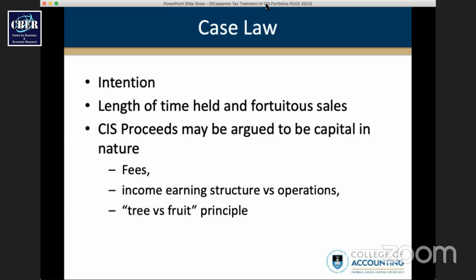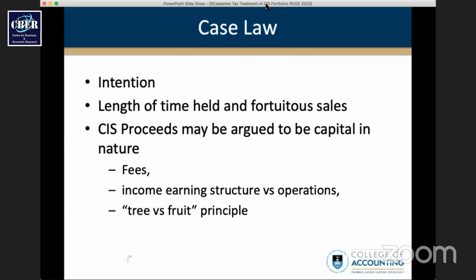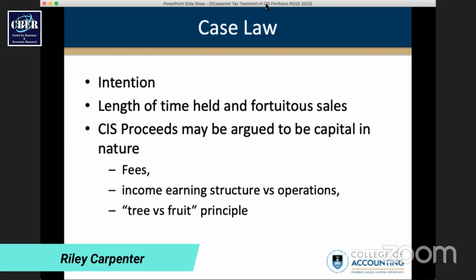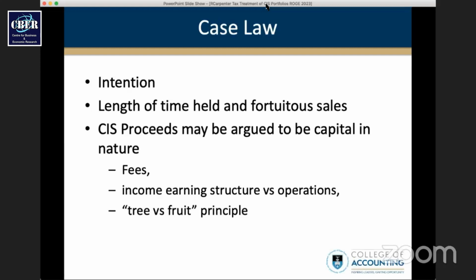The proceeds from sale from a CIS perspective, you look at both the fee or all of the fees, the income earning structure, as well as the fruit versus tree principle. CIS managers earn either performance fees or fixed fees, but that's based on the assets under management in their portfolios. And unit holder inflows, as well as the manager growing those assets, result in an adjustment to the proceeds. Then if we look at the income earning structure, it is capital in nature, while the operations are revenue in nature. And then lastly, income is what capital produces. That's similar to the principle of interest or fruit, as opposed to the principal or tree.